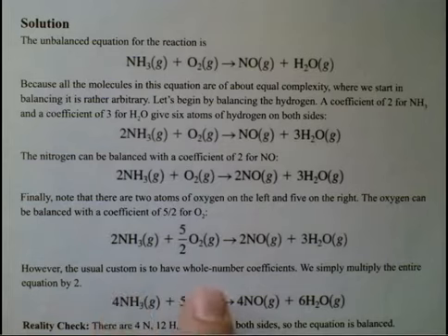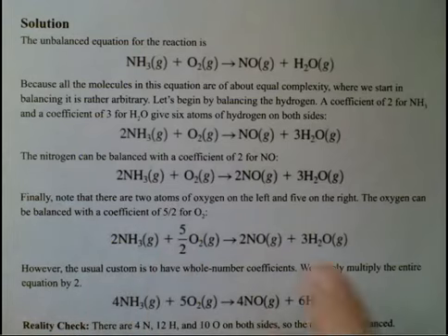Once you've done this, all you have to do to get to a complete, appropriate, balanced chemical equation is simply multiply the entire equation by 2. And so this 2 becomes a 4. This obviously becomes a 5 because those 2 cancel out. 2 becomes a 4, 3 becomes a 6, and you're done. Because there are 4 nitrogens, 12 hydrogens, and 10 oxygens on both sides, this means that our equation is balanced.